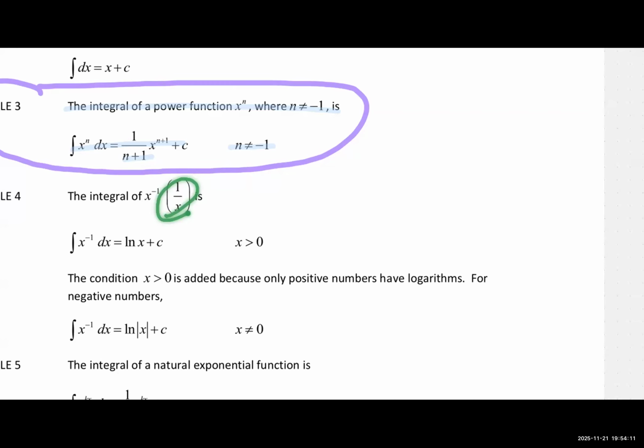And when I integrate 1 over x, I'm going to get ln x. And when I integrate x to the negative 1, which is the same thing as 1 over x, I will get ln x. And when I differentiate ln x, I'm going to get 1 over x, which is the same thing as x to the minus 1. So it makes sense. Fair enough?